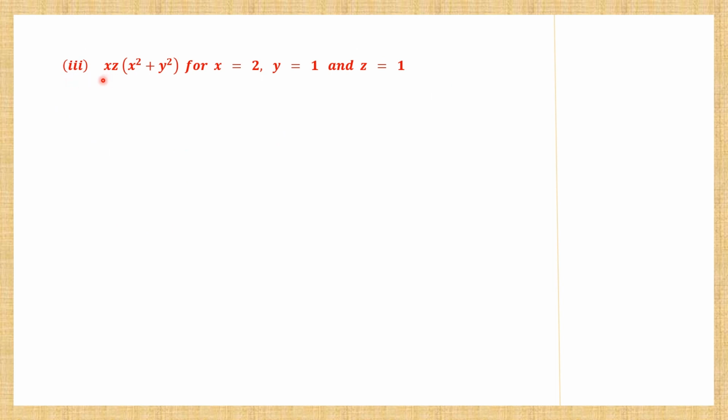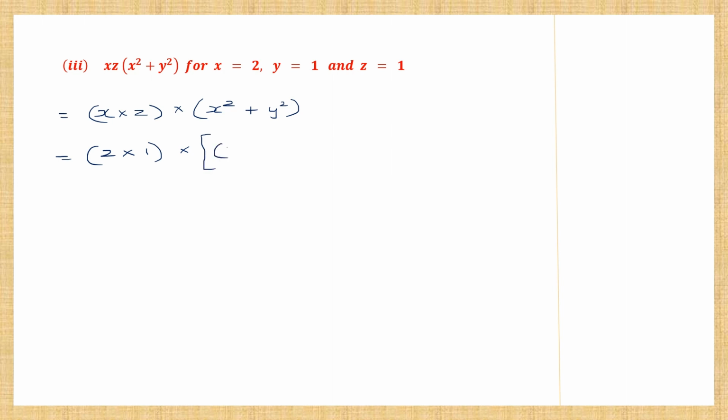Question 3. So here also we have multiplication and we have the values given for x, y and z. Let us substitute those values. So this will be x into z, and then this will be into x square plus y square. Now let's substitute. So x into z, x is 2 and z is 1. And here x square we have. So let's put that in brackets.